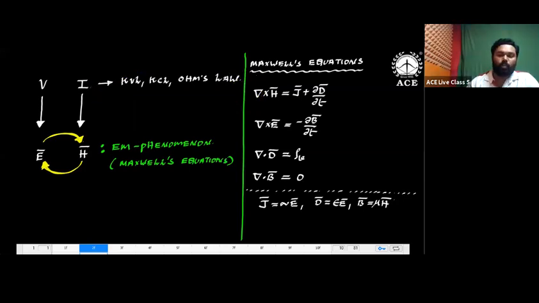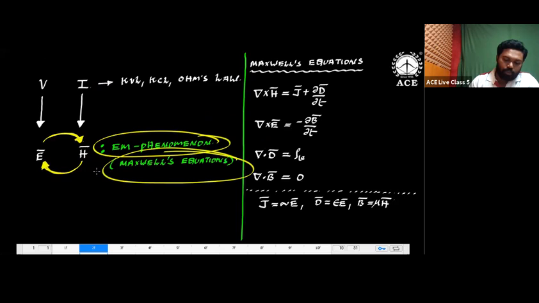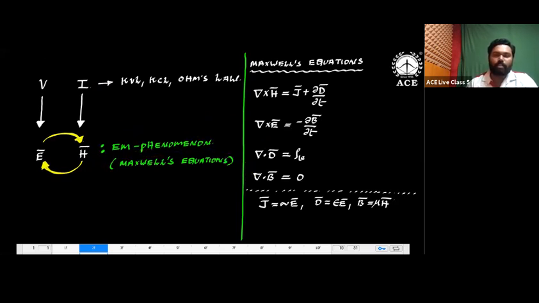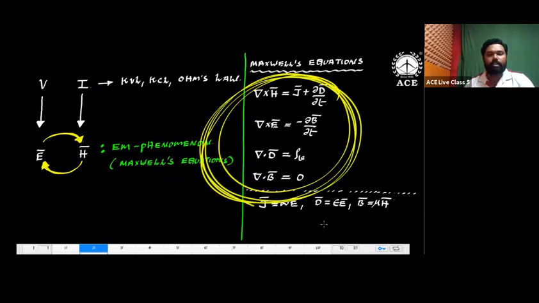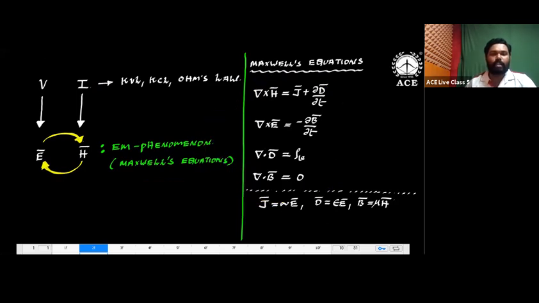Here we are dealing with what is called a vector, and we are dealing with EM phenomena. And that too, this curl of curl, all these are mathematics, isn't it? So you want to understand the EM phenomena. To understand the EM phenomena, you should know what these 4 Maxwell's equations are. But the Maxwell's equations are in vector calculus. The language of understanding the Maxwell's equations is vector calculus.